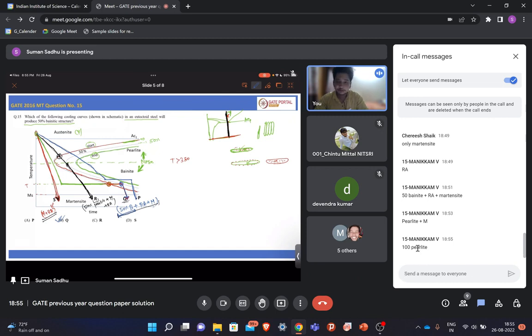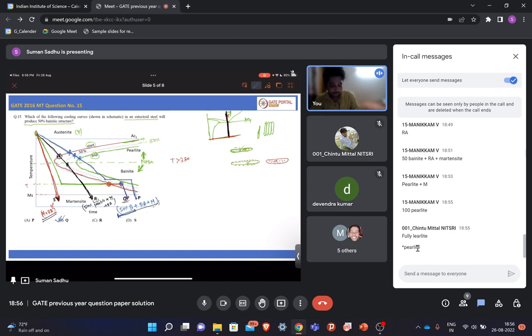Okay, 100% pearlite. Yes, you are right. Because when this curve is touching here, that means transformation is starting. Then the transformation is progressing. Here it will form 50%, and as soon as it touches this curve, that means 100% pearlitic transformation has occurred. So gamma is transformed up to 100% pearlite.